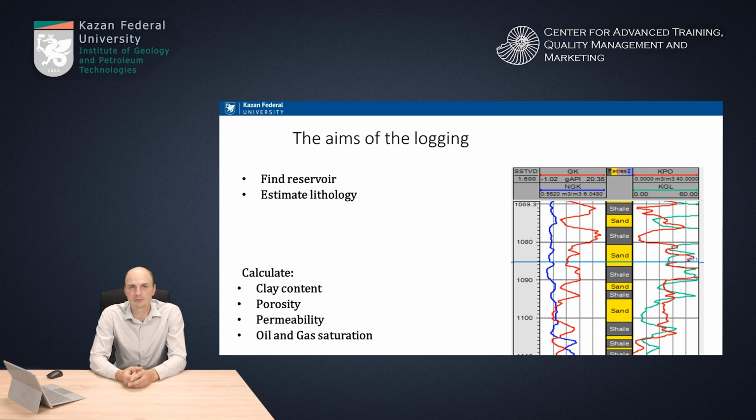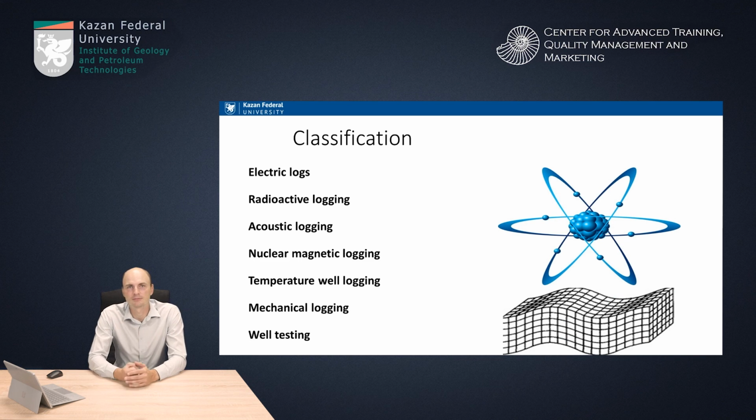The main aims of well logging are to define the reservoir and estimate its lithology. After that, we can calculate the clay content, porosity, permeability, and oil and gas saturation. Nowadays, there are quite a lot of different well logs. First of all, we can classify all of the well logs by their physical properties. For example, we have electric logs, radioactive logs, acoustic logs, nuclear magnetic logs, and so on.